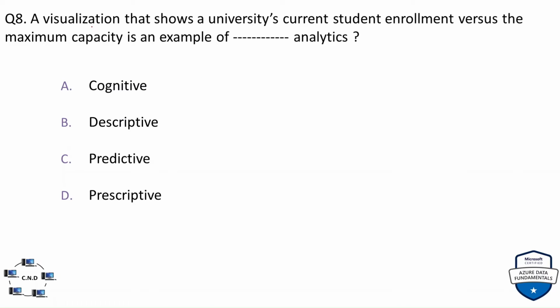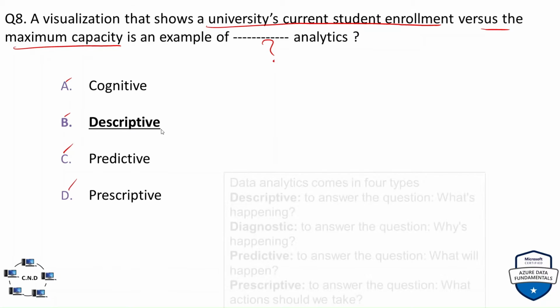Question number eight is that a visualization that shows a university's current student enrollment versus the maximum capacity is an example of which type of analytics? The options are again A. Cognitive, B. Descriptive, C. Predictive, and D. Prescriptive. And the correct option is the descriptive analytics.